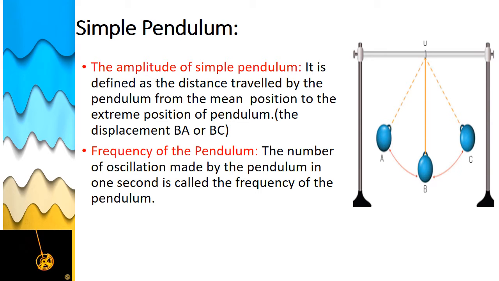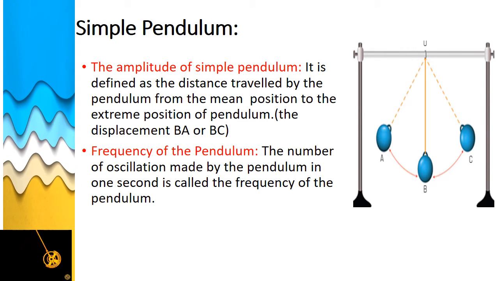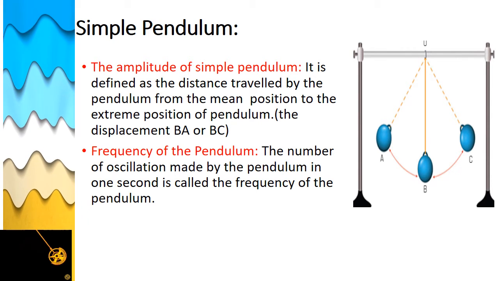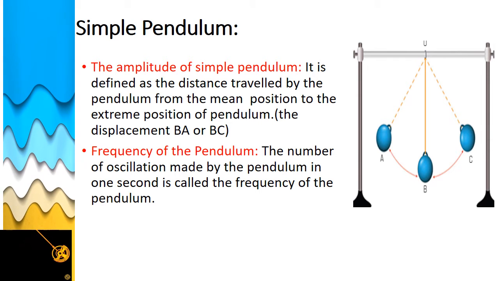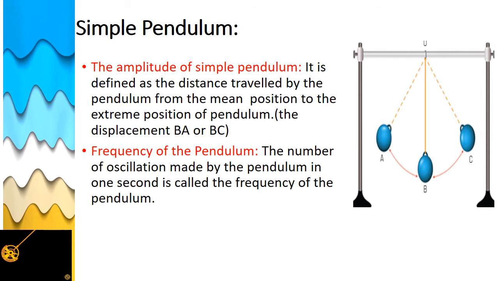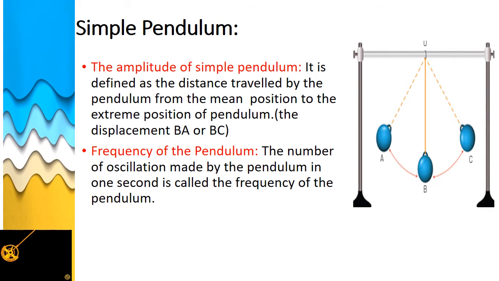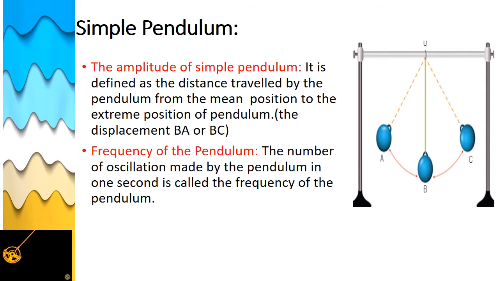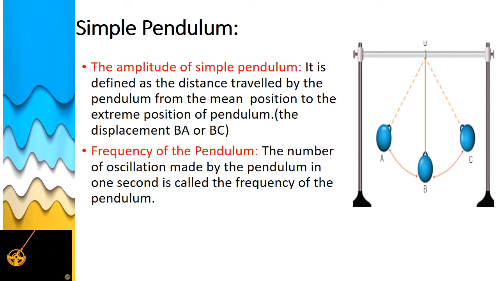Okay, the next term is the amplitude of a simple pendulum. It is defined as the maximum distance travelled by the pendulum from its mean position to the extreme position of the pendulum. Now B is the mean position and it is travelling to the extreme position, that is the maximum position, that is A. So BA is the amplitude here.